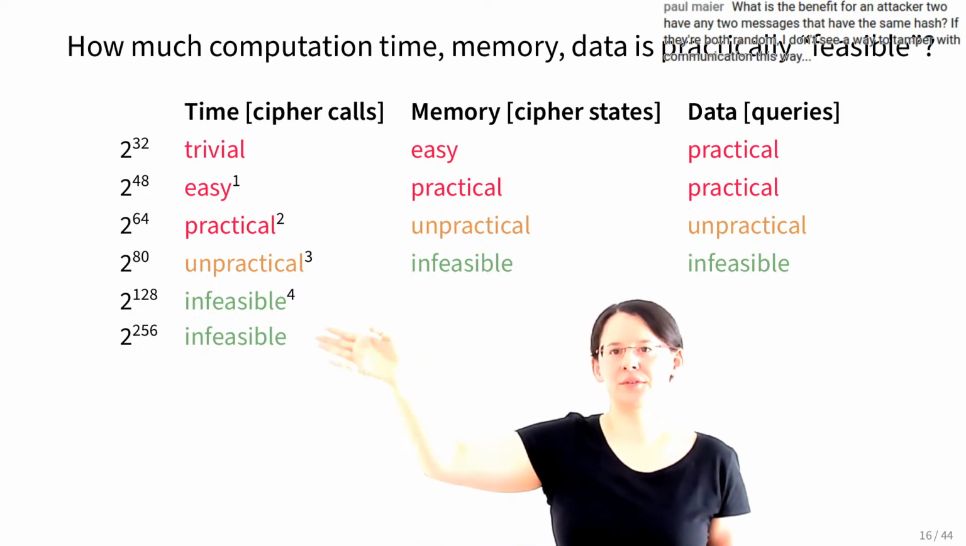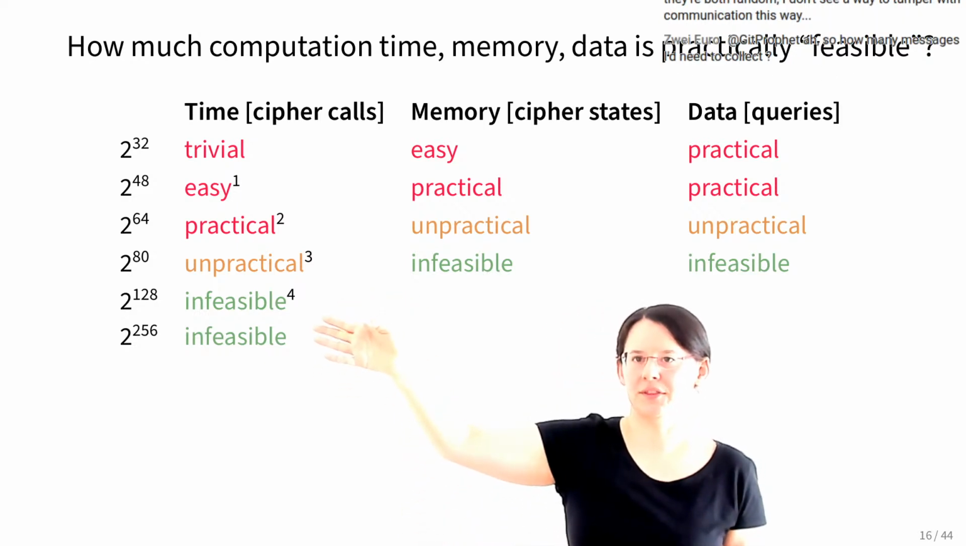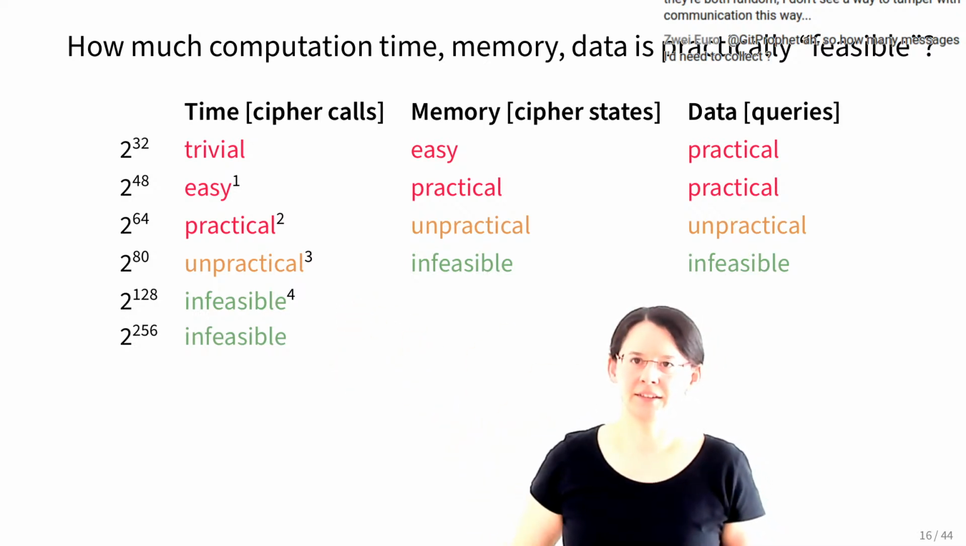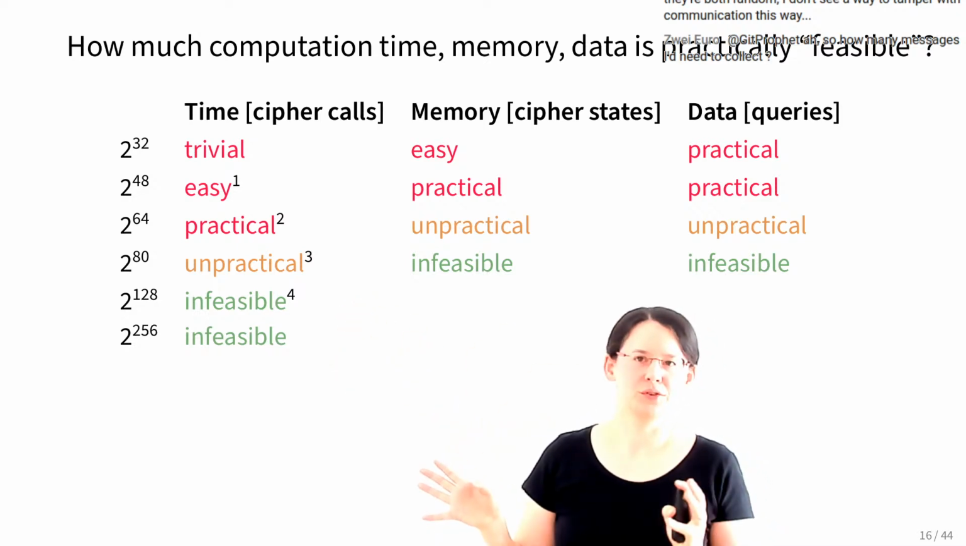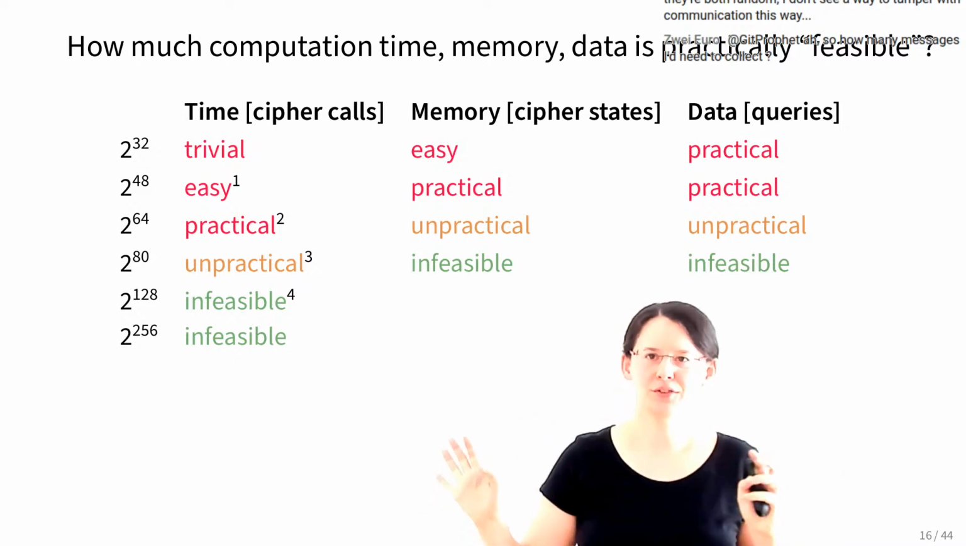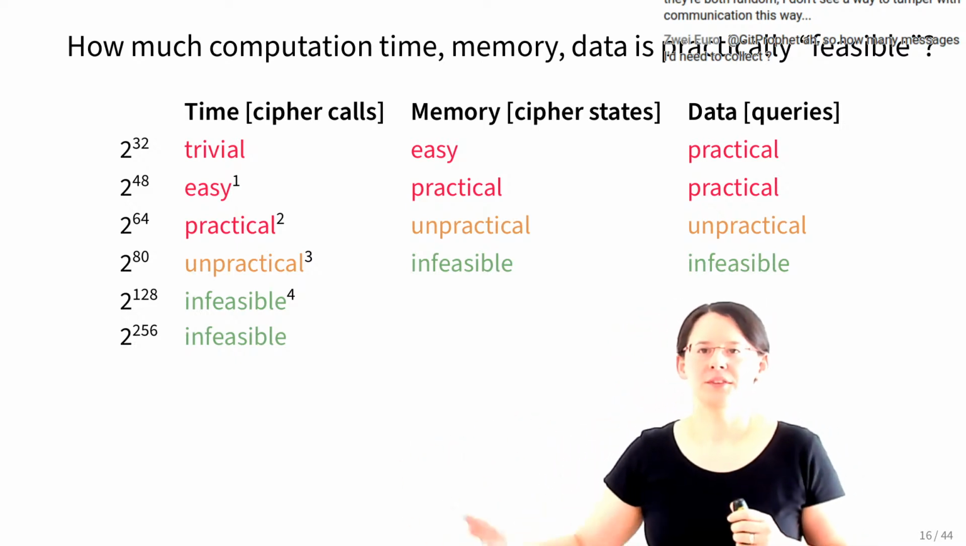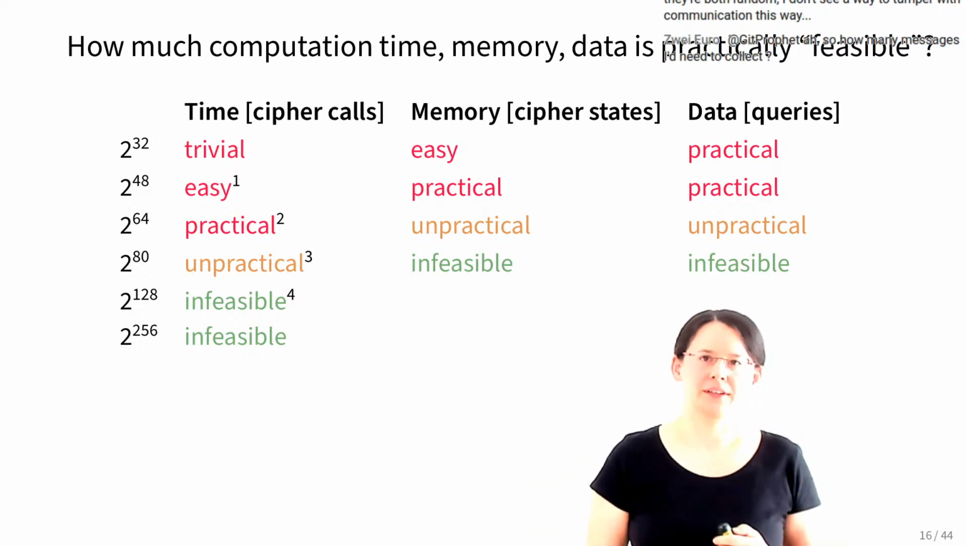And finally, we get to the area of absolutely infeasible. So this is something like 2 to the 128 or 2 to the 256. This is just absolutely impossible to do, and I would vouch that this is also impossible to do in the next 100 years or so. So this is something where it would feel absolutely safe.